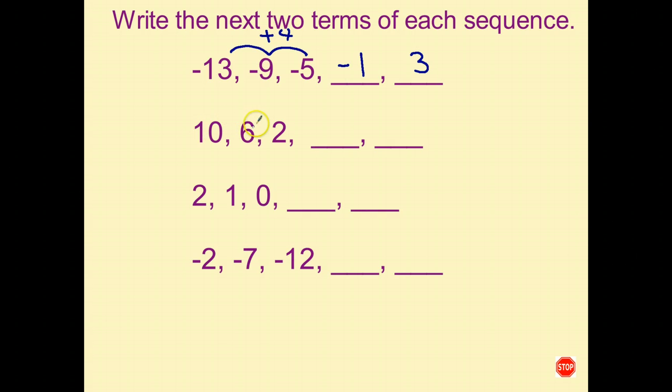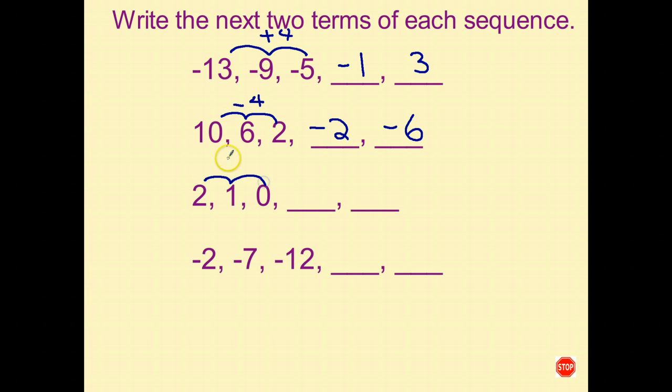This is going down by 4. So 10 down to 6, 6 down to 2. So if you have 2 on a number line and you go down by 4, well, that means you're going to go to 0 and then back to -2. And then going down by another 4, you're going to go from -2 down to -6.